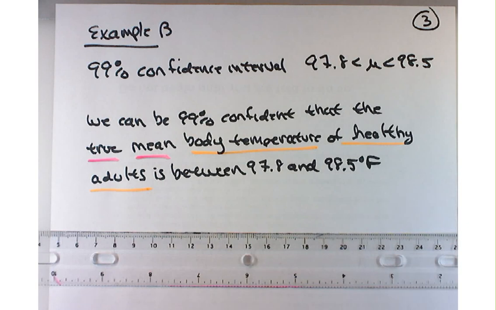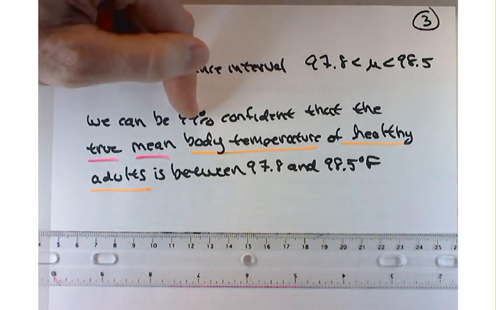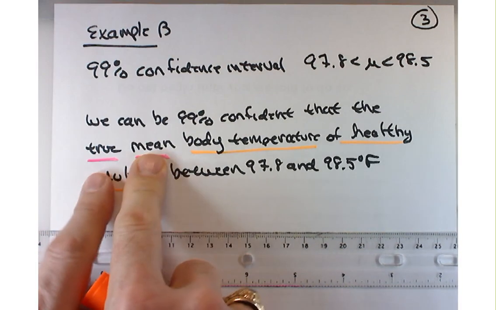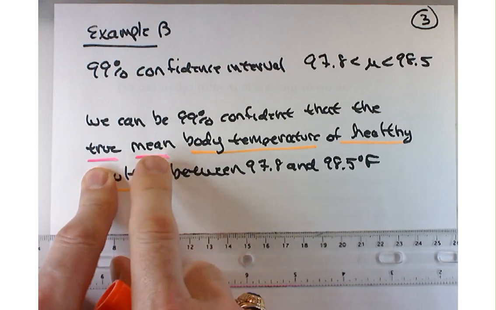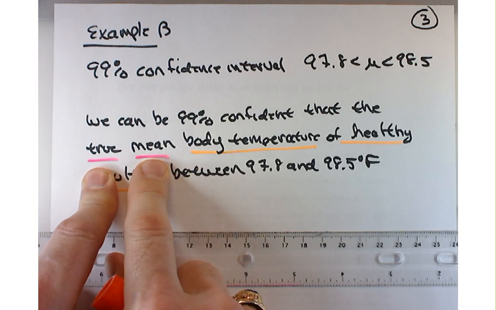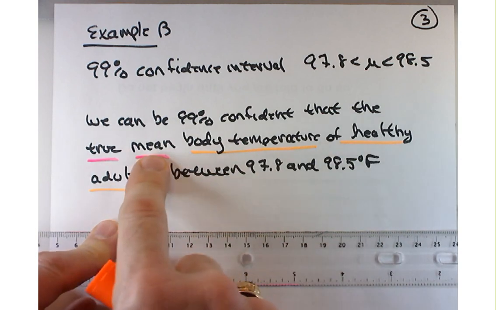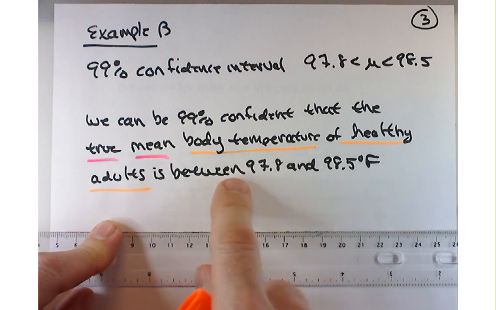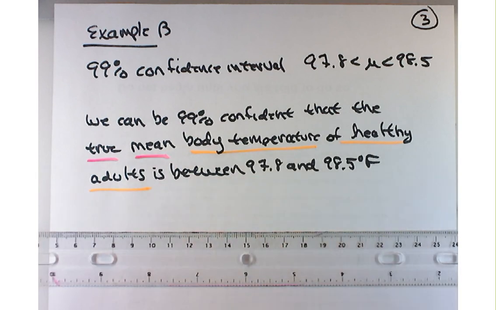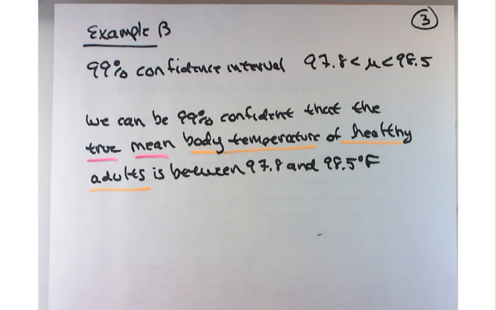So three things I'll be looking for, maybe four things. A statement of the level of confidence, the true parameter, whatever that is. It could be the mean, it could be the standard deviation, it could be the proportion. A description of what that parameter is in words, and then of course, the actual range. So I am pretty particular about that, but there's good reasons for that.